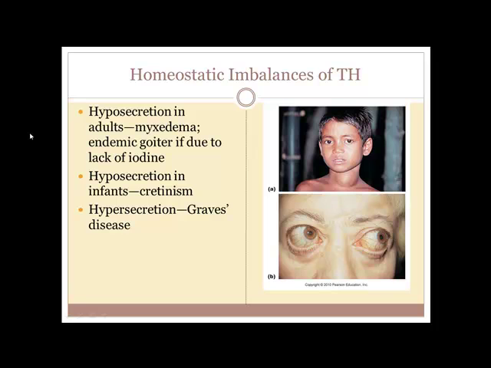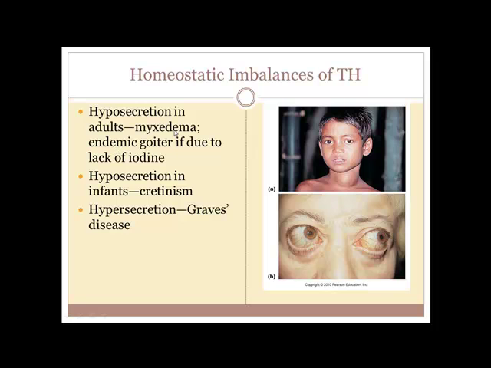So with imbalances of thyroid hormone, you can have hyposecretion. Hypothyroidism would mean you have decreased thyroid gland secretion. Hypersecretion would mean you have increased secretion from the thyroid gland. An example of a disease from it could be Graves' disease, and one of the symptoms would be exophthalmos. So this person's eyes look like they're popping out of their head, and they typically would have wasting, and they'd be extremely skinny and jittery.